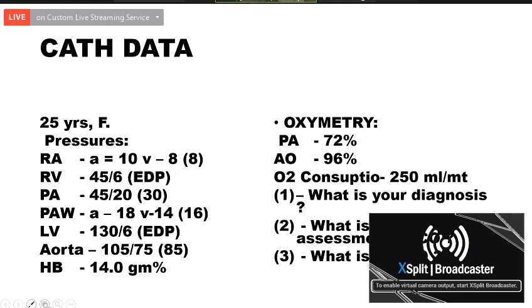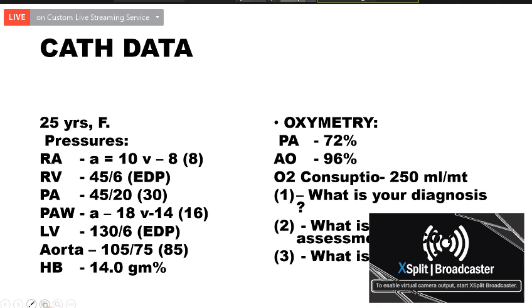See, what are the conditions in which PA saturation can be more than aortic saturation? TGA. What else? TAPVC, of the supracardiac variety. One more. Subpulmonic DORV with subpulmonic VSD. Yes, it is known as Taussig-Bing anomaly. So these are the three conditions in which you can have oxygen saturation in the pulmonary artery more than the aorta.